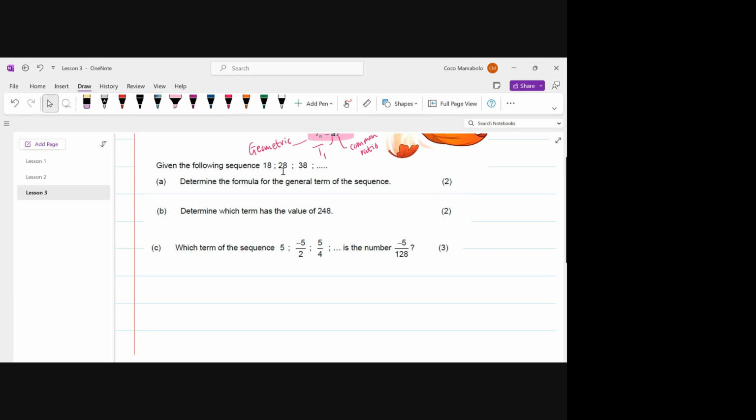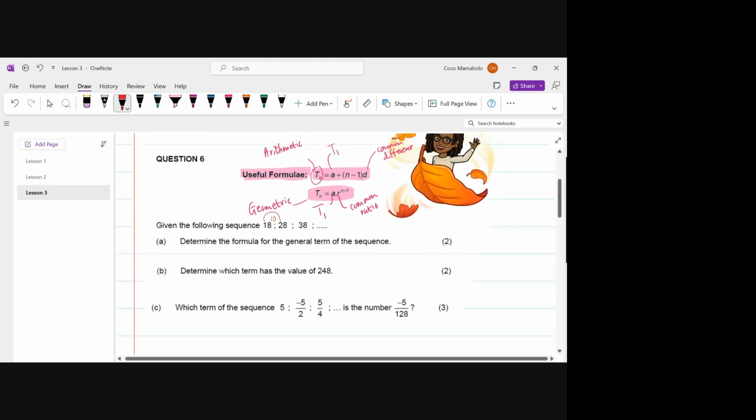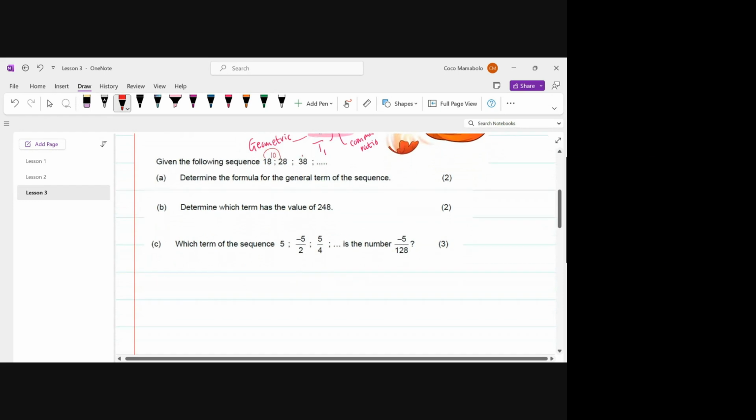So my T2, which is 28, minus 18 will give me 10. And I know that 38 minus 28 will also give me 10. So I have a common difference. So I know that in order to find the general formula for this, I have to use Tn is equal to A plus (n minus 1)d. And I know that my d is 10.